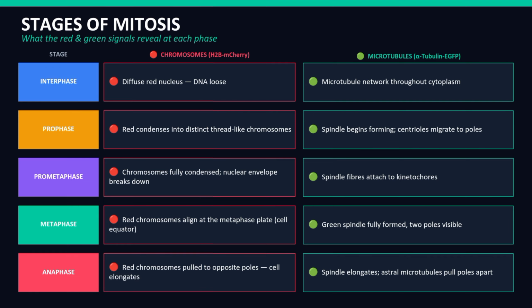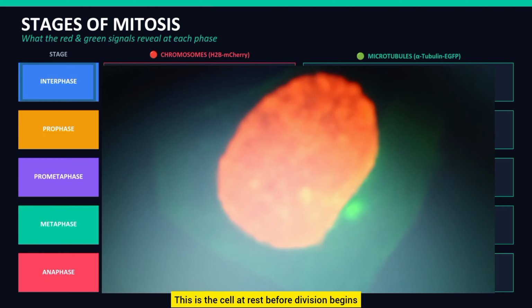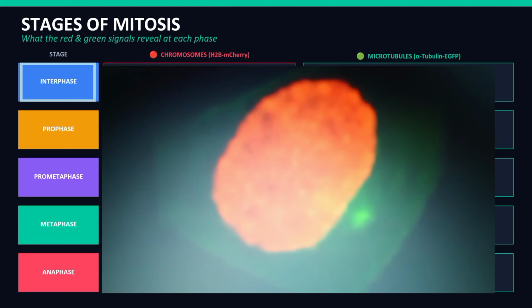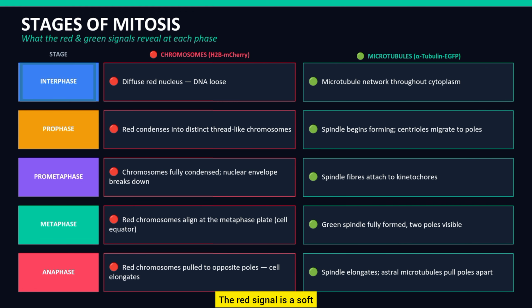Alright. Now we understand the tools. Let's walk through what actually happens, phase by phase, and connected directly to what you see in red and green. Interphase. This is the cell at rest, before division begins. The red signal is a soft, diffuse glow throughout the nucleus, because DNA is loosely packaged as chromatin. The green signal shows a web of microtubules spread throughout the cytoplasm, the interphase cytoskeleton.